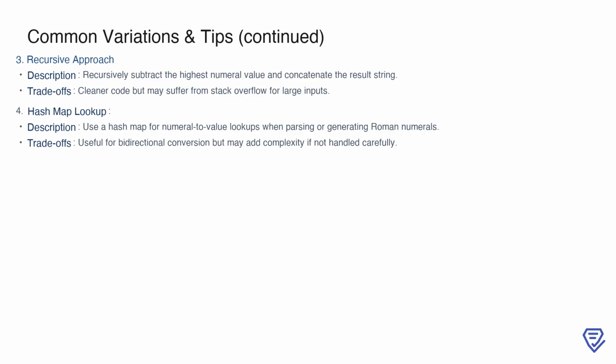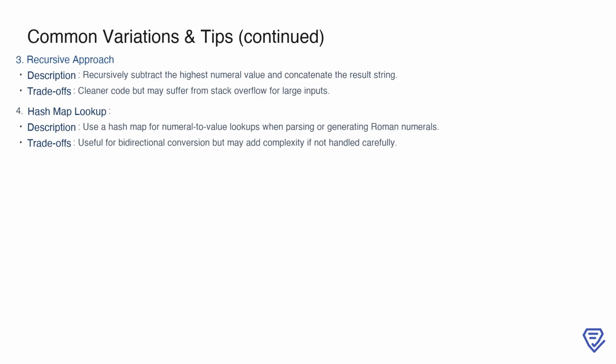Lastly, you can use a hash map lookup for numeral-to-value conversions. This approach is particularly useful when you need to handle bidirectional conversions, such as converting integers to Roman numerals and vice versa. However, while this method can be powerful, it may add complexity if not implemented carefully. Each of these approaches has its trade-offs, so the best choice depends on the specific requirements of the problem and the constraints you're working with.